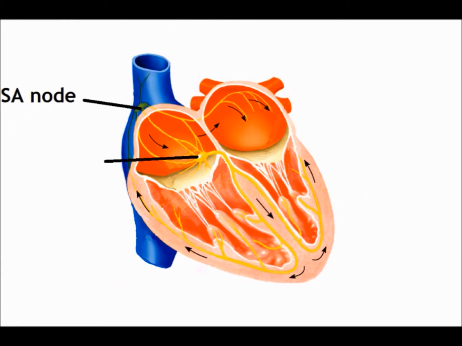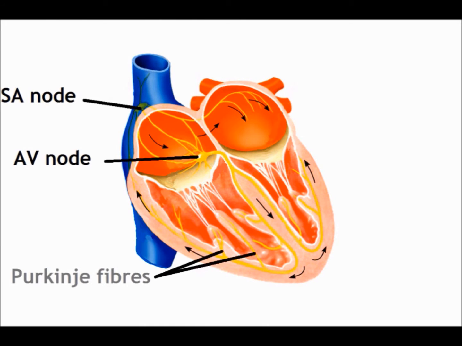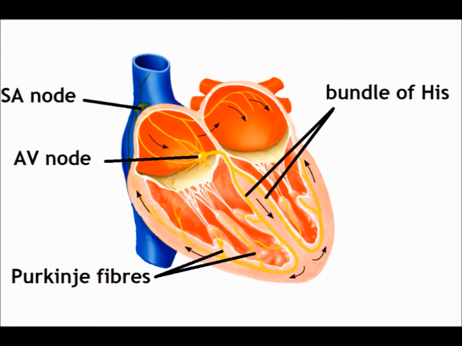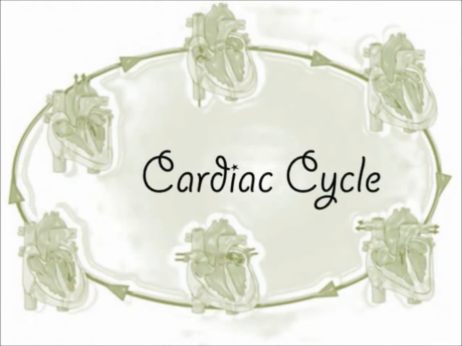The electrical signal is then picked up by the atrioventricular node and directed to the Purkinje fibers. Impulses from the AV node are conducted by specialized muscle fibers called the bundle of His.